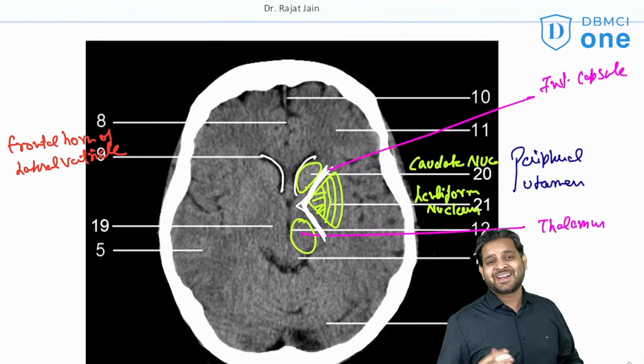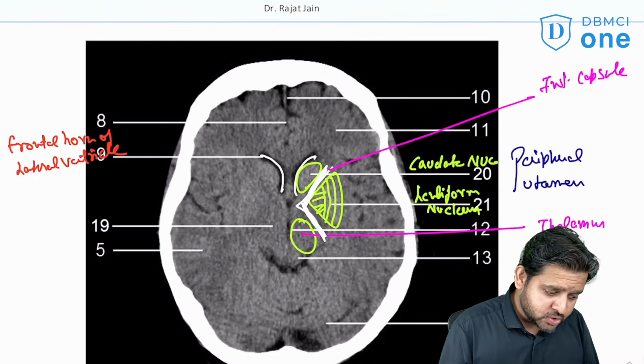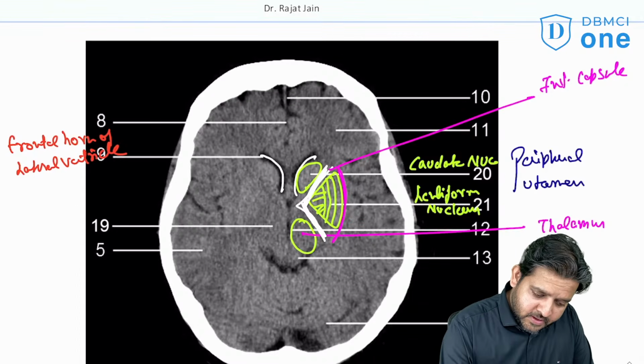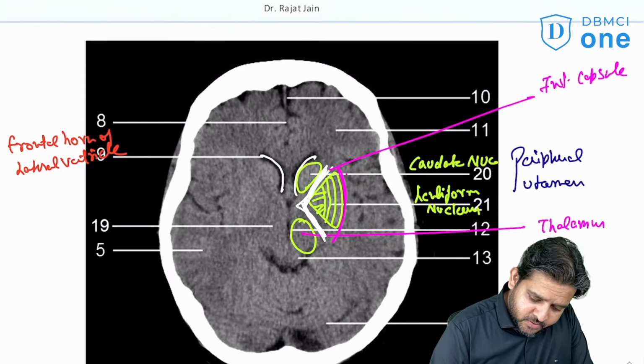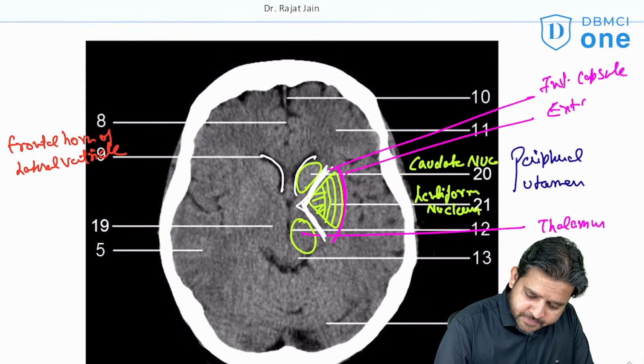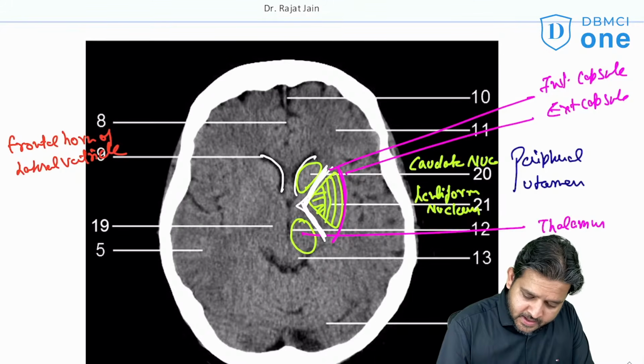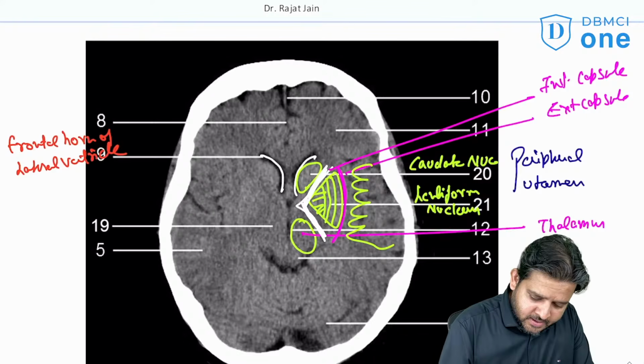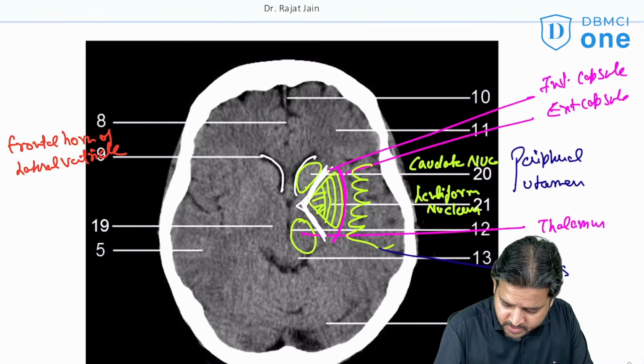That is to be noted: internal to the lentiform nucleus has to be internal capsule. External to the lentiform nucleus will be what? External to the lentiform nucleus will be external capsule. Both are white matter. And then what we have here is another gray matter, and this gray matter has been termed insula.